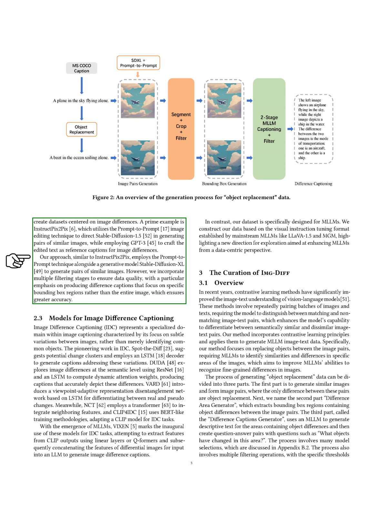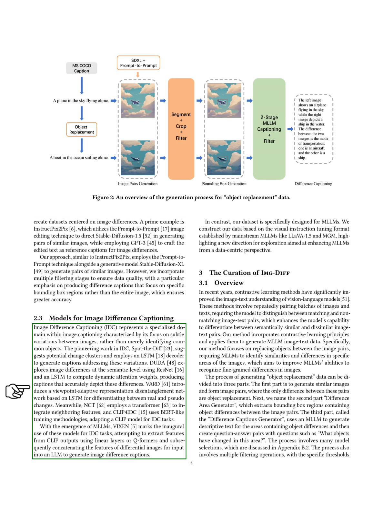Some studies have utilized advancements in image editing technologies to create datasets centered on image differences, such as InstructPix2Pix, which uses a specific image editing technique to generate similar image pairs and employs a language model to create descriptive captions. Our approach is similar, as we also use the prompt-to-prompt technique with the Stable Diffusion XL model to generate pairs of similar images. However, we add multiple filtering stages to ensure high data quality, focusing on generating captions that describe specific areas of difference rather than the entire image for better accuracy.